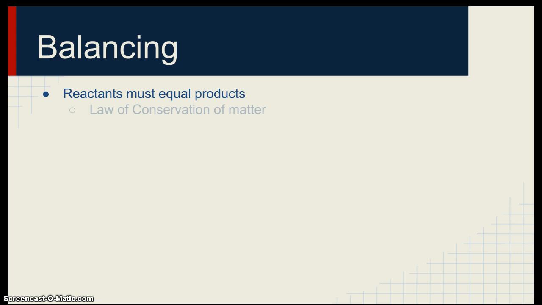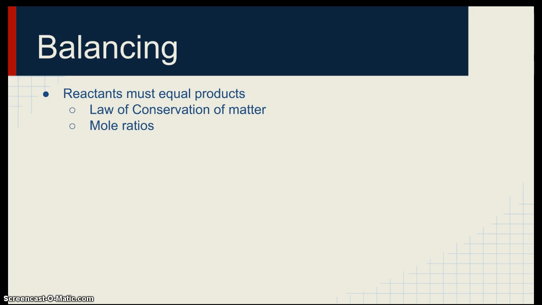Because the reactants must equal the products, and you'll remember that this is due to the law of conservation of matter, one of these things that Antoine Lavoisier in the late 1700s worked out. We cannot make matter, we cannot destroy matter, so if there was a change, it has to be balanced.